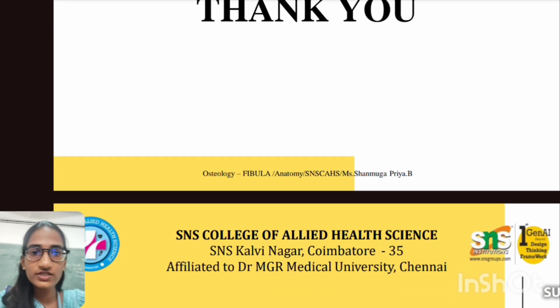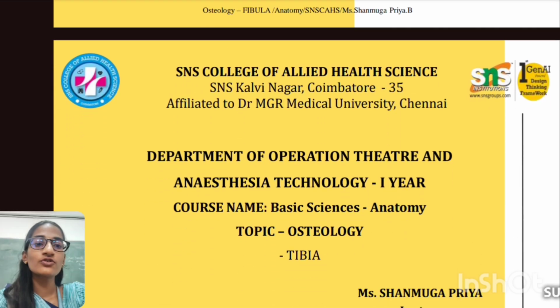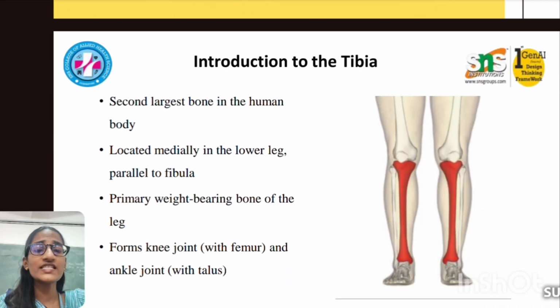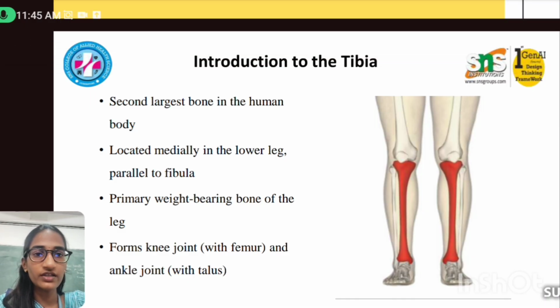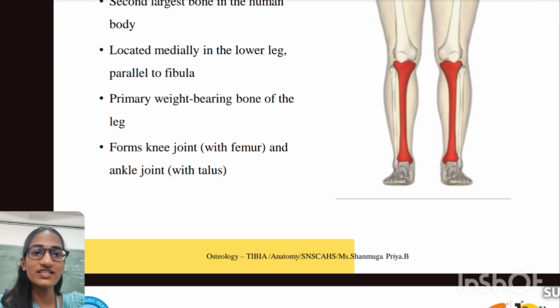After this, we are just going to deal with tibia. This tibia is the second largest bone in the human body, which is located medially in the lower leg, parallel to the fibula. It is usually a weight-bearing bone of the leg. It forms the knee joint with the femur and the ankle joint with the talus.